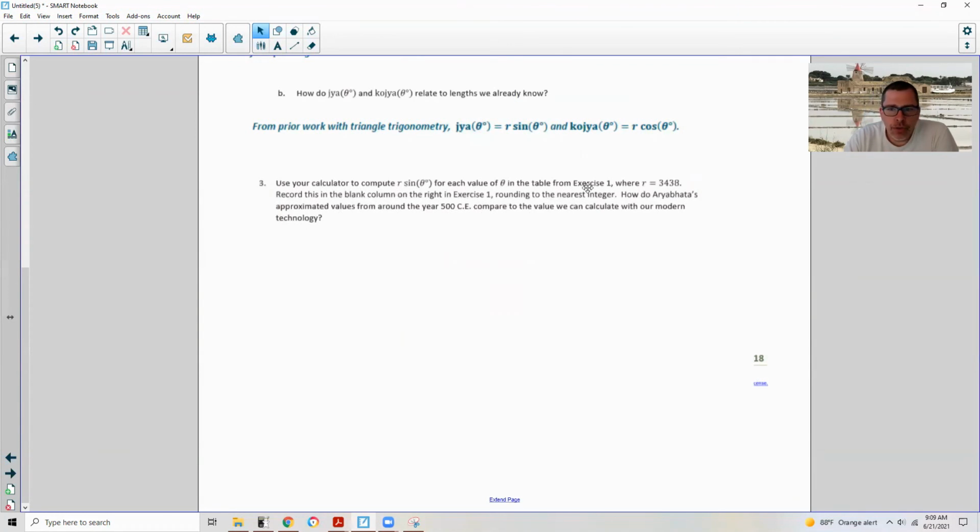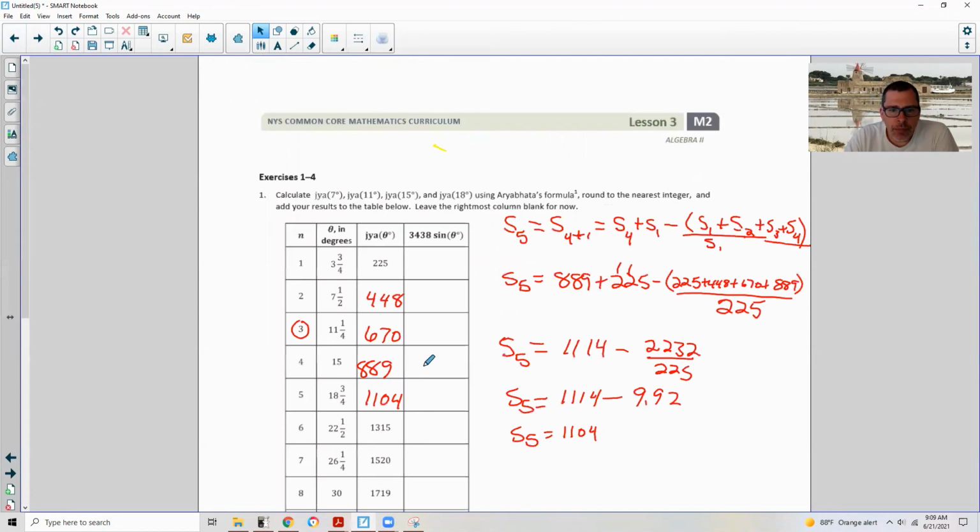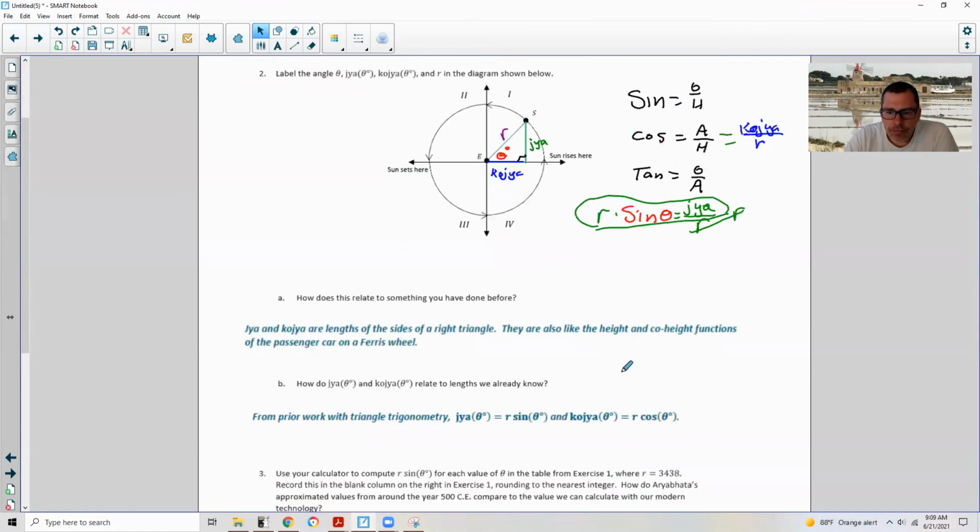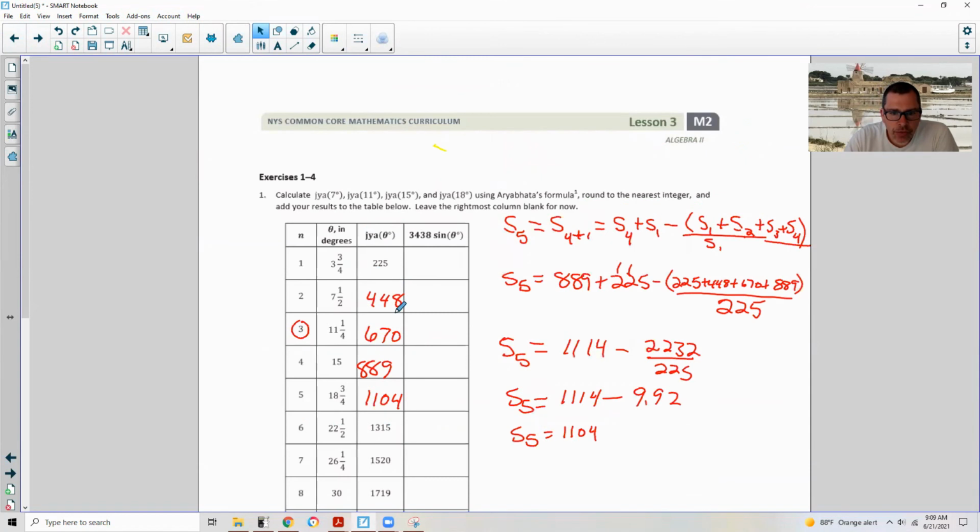Okay, so r is 3,438 and we're going to compute r sine theta for each value of theta in the table. So if I come back to this table, okay, sine theta is this. Now let's look at this here. Jaw theta equals r times sine theta. So if I go back, jaw theta is right here, and that should equal r sine theta.